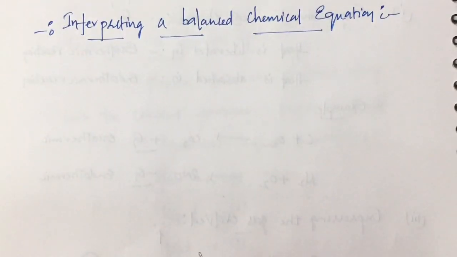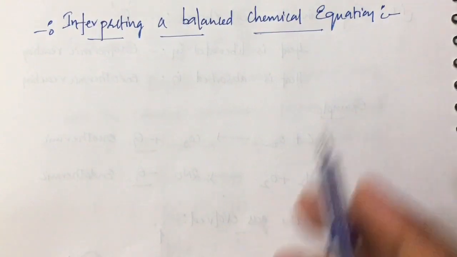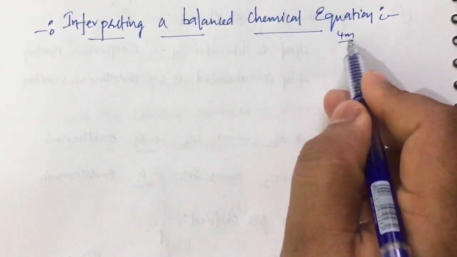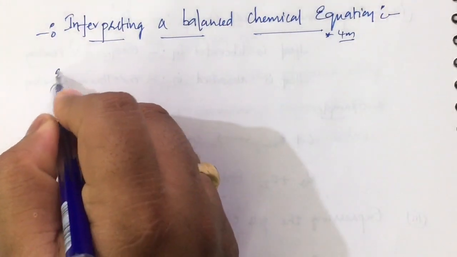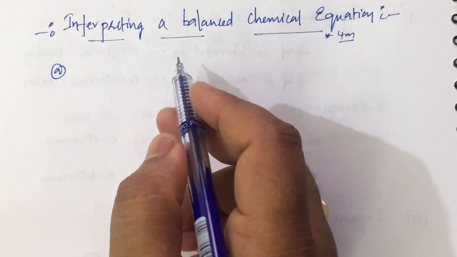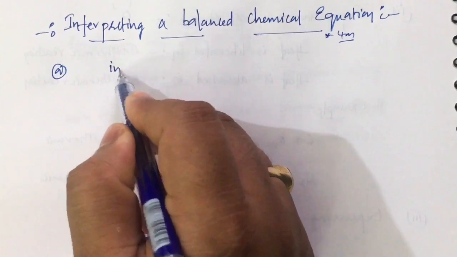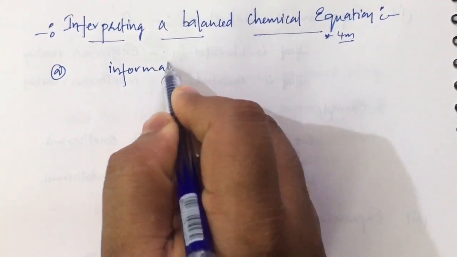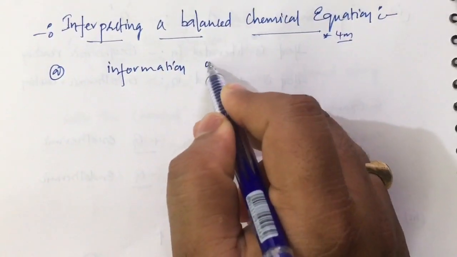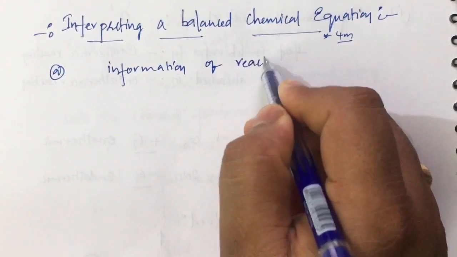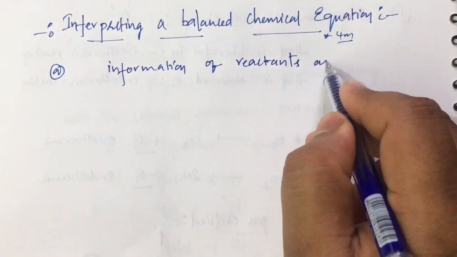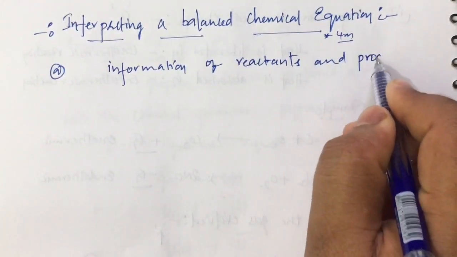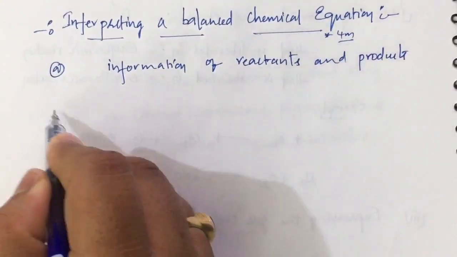Now our next topic is, what do we interpret from a balanced chemical equation? It's one of the very important questions for 4 marks that will be asked in the examinations. From a balanced chemical equation, the first information that we get is about reactants and products. So what reactants and products are involved in a chemical reaction can be known with the help of a balanced chemical equation.